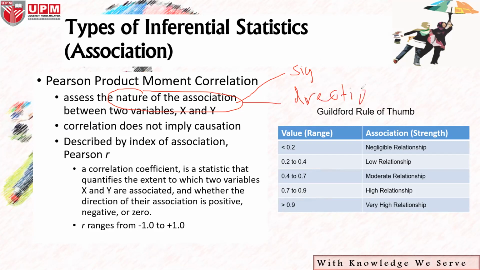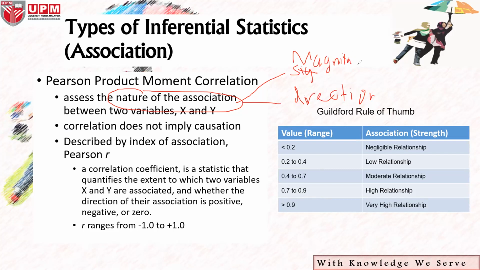Okay, first kita nak tahu ada hubungan ke tak antara A dengan B. Okay, then either the relationship is significant or not. The second one, we are interested to know the direction. Okay, so kat sini first kita nak tahu the magnitude.